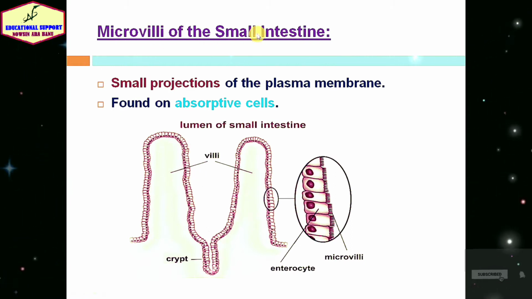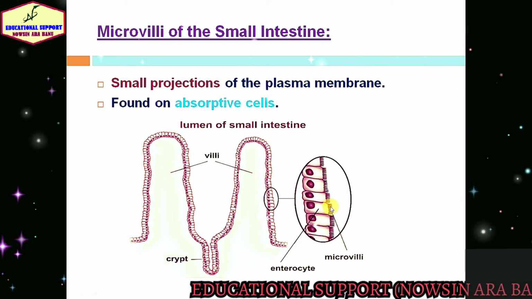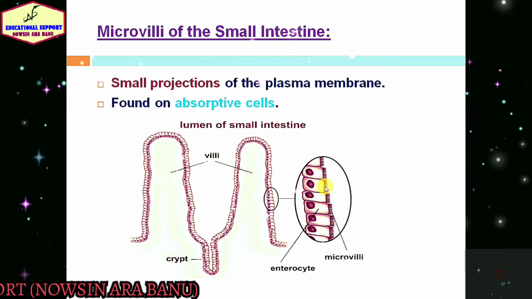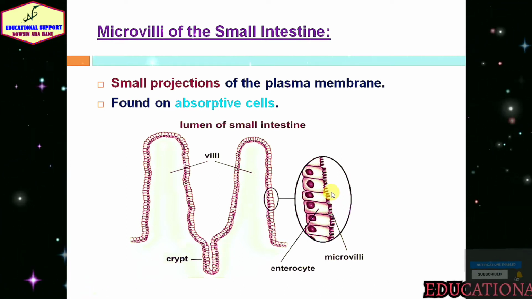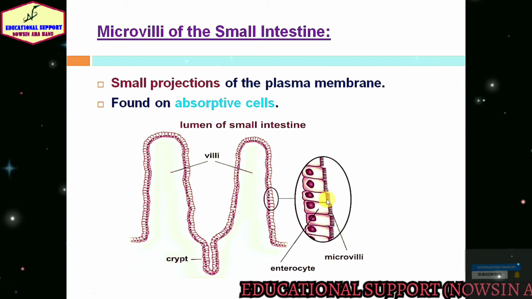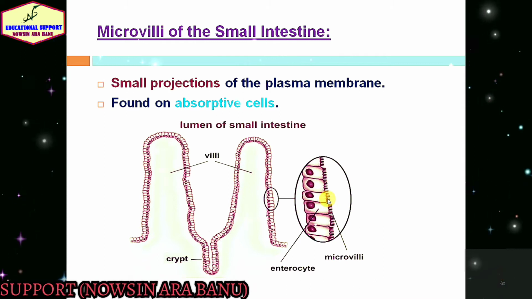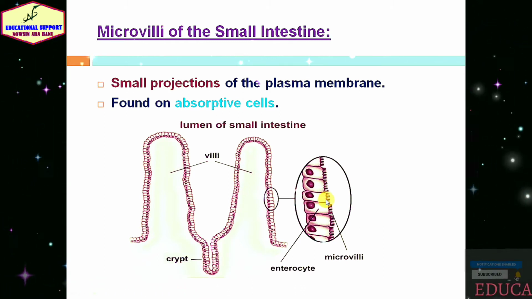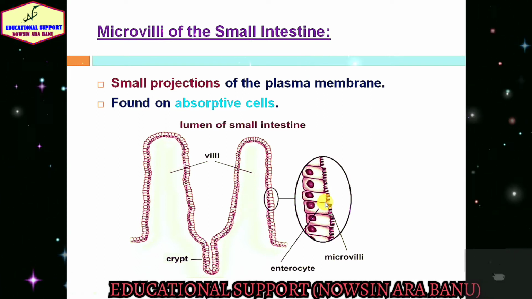Microvilli of the small intestine. So what are the microvilli? Microvilli are the tiny projections of the plasma membrane of the mucosa cells that give the cell surface a frizzy appearance, sometimes referred to as the brush border. The plasma membranes bear enzymes, that is brush border enzymes, that complete the digestion of proteins and carbohydrates in the small intestine.